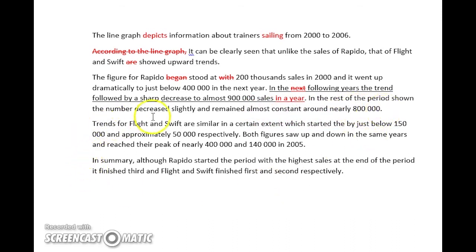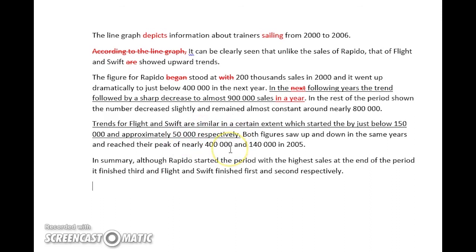It's okay. Trends for Flight and Swift are similar to a certain extent, which started by just below 150,000 and approximately 50,000 respectively. Trends for Swift and Flight are similar in some extent. Maybe you wanted to say the pattern: Flight and Swift show a similar pattern by starting the period at 150,000 and 50,000 respectively.